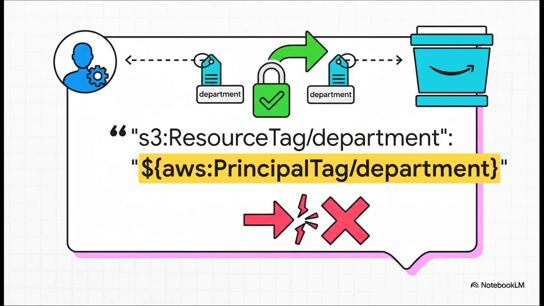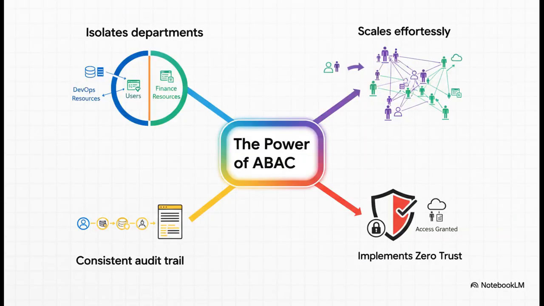Then, step 2 happens over on the resource itself. So, for example, an S3 bucket policy can be written to allow access only if the bucket's own department tag perfectly matches the department tag from the user's session. If they don't match, access is just denied. Simple as that. And this is the real game changer.